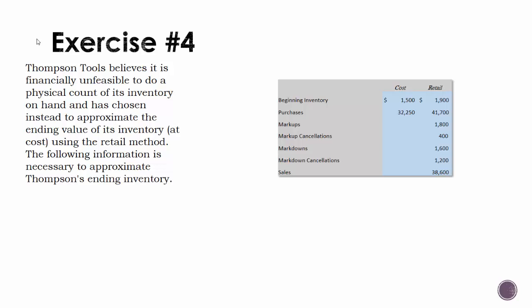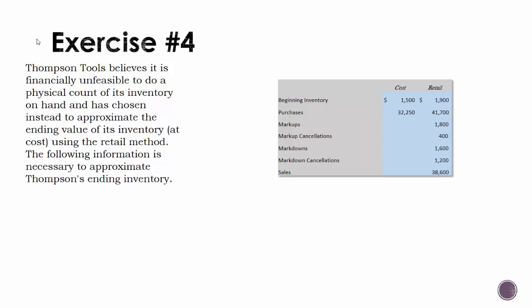So for the retail method, you're going to have to keep track of your purchases and any markups or markdowns you had to price during the period. When Thompson began this period, the inventory they had on hand cost them $1,500 to acquire. However, they intended to sell it for $1,900, so that is its retail value.